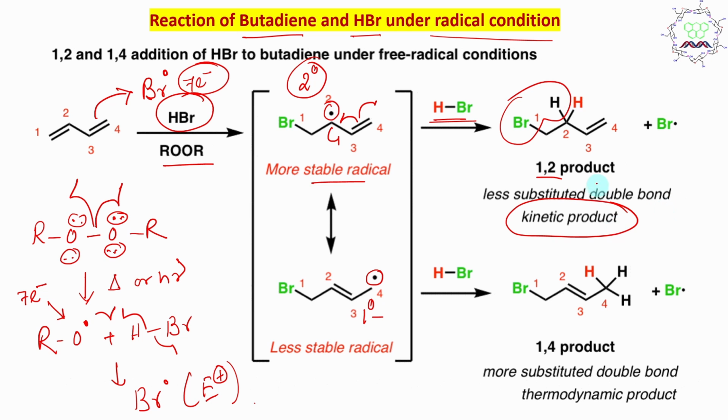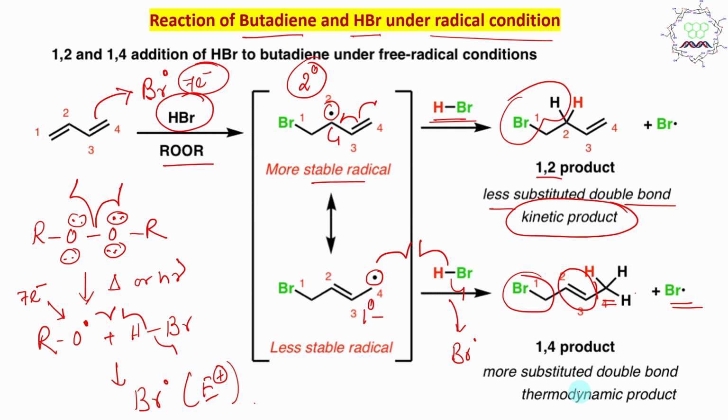And why, you may say, sir, it should be stable? No, it is less stable. Why? Because it is less substituted. And if you look at the 1,4 product here, this reacts again with HBr and regenerates the bromine radical, so it produces the 1,4 addition product. It's regenerated, so it is more stable because it's more substituted. Look across the double bond, one side CH3, another side is CH2Br, so it's more substituted, more stable.